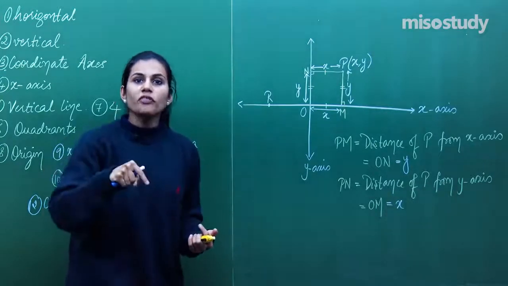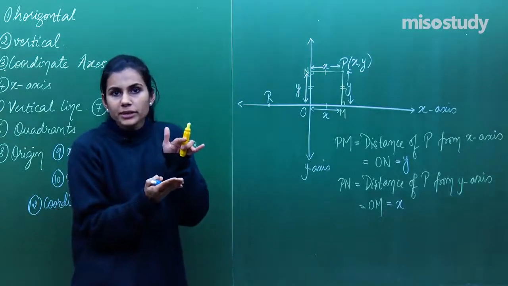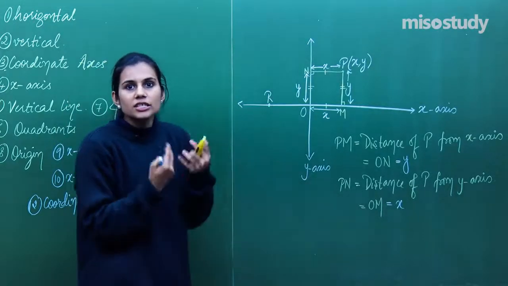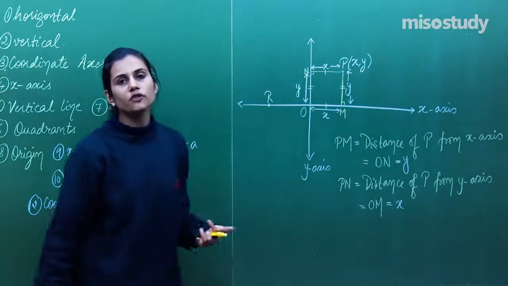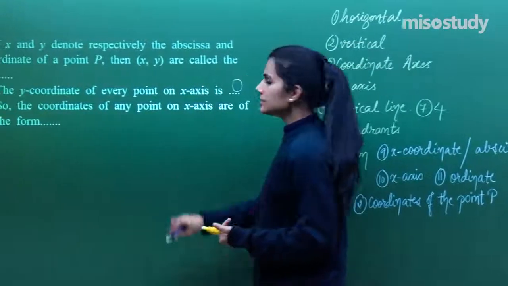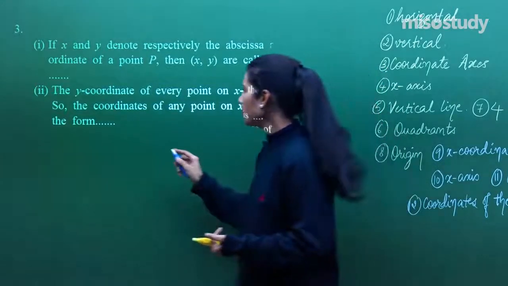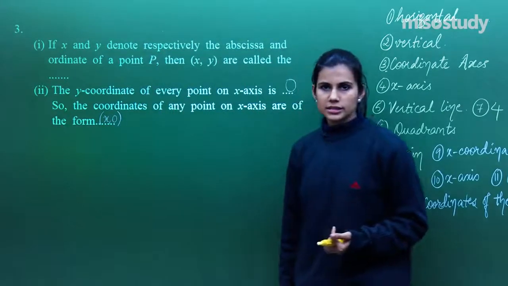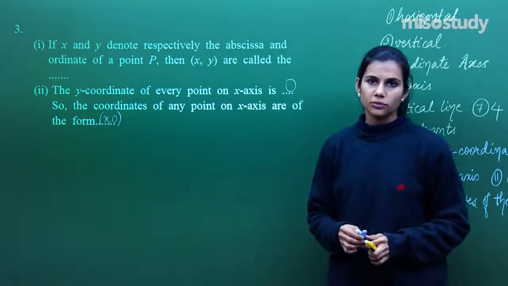Because it itself is lying on the x-axis, its distance from the x-axis is 0. They are not at all far from each other. The point is lying on the line, so it is just not far from the line. So the distance of the point from this x-axis is 0. That means the y coordinate of any point lying on the x-axis will be 0. The y coordinate of every point on the x-axis is 0, and therefore the coordinates of any point on the x-axis are of the form x comma 0. Some quantity in place of the x coordinate, but y coordinate certainly is going to be 0.